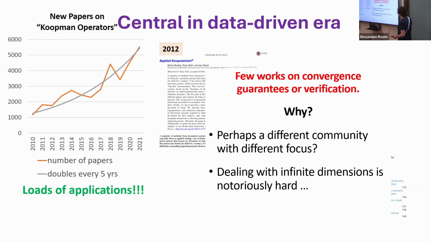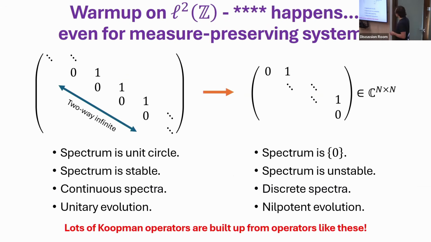So hard, in fact, that it's given me a job, right? This has been something that I've loved over the last few years. And if it wasn't hard, I'm not sure I'd have a job. Okay, so here's an example on L2 of Z. This is a really nice operator. So L2 of Z, what is this? You can think of it as the space of Fourier coefficients of L2 periodic functions.